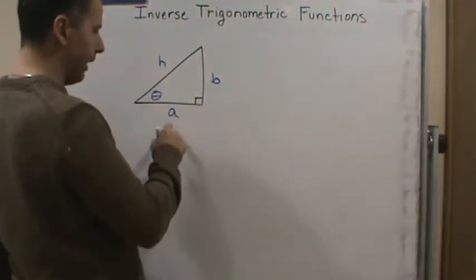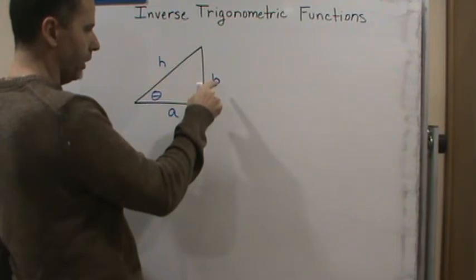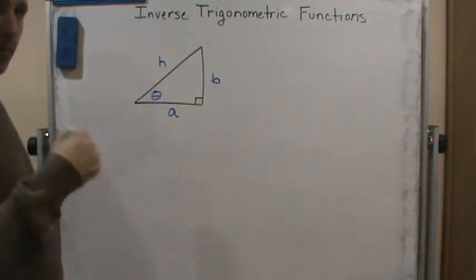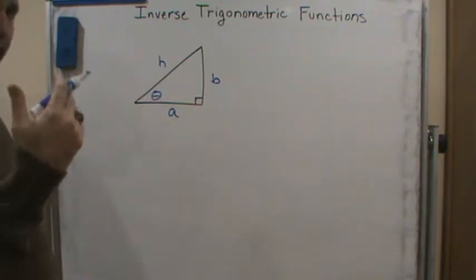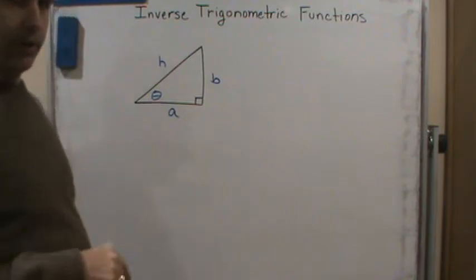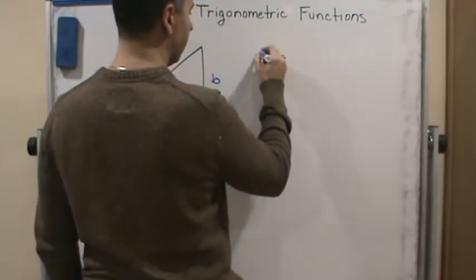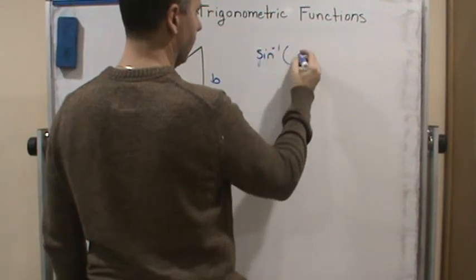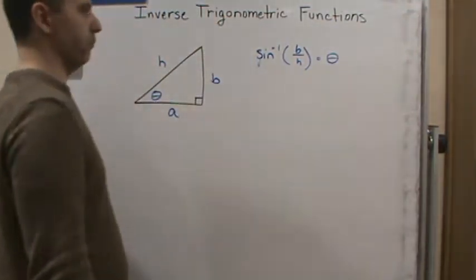Well, what relationship do we have when we have the opposite and the hypotenuse? Well, the trigonometric function that relates those two is sine. So if we want to find the angle, then we would use inverse sine. So inverse sine of b over h equals theta.